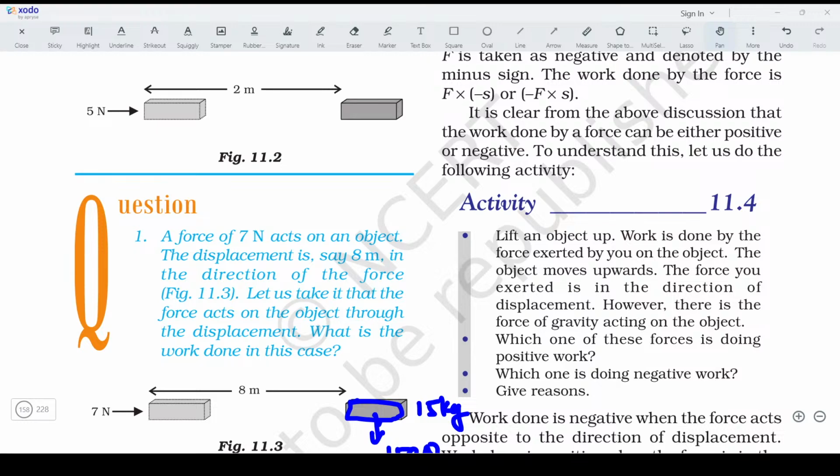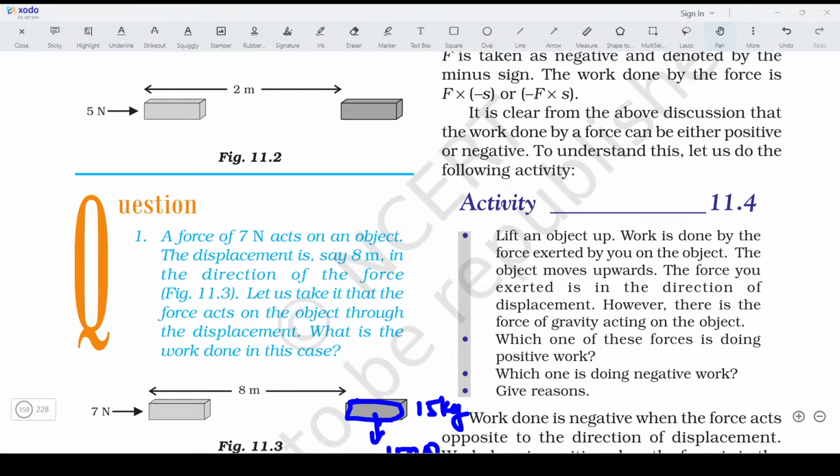Now, there are two ways of spending this 56 joules. The first way is spending this 56 joules in 10 seconds, the second way is spending this 56 joules in 2 seconds. What does that mean? What is the difference? Spending 56 joules in 2 seconds versus spending 56 joules in 10 seconds?